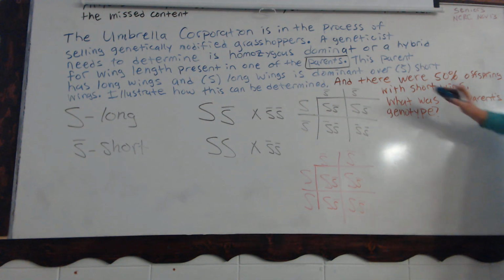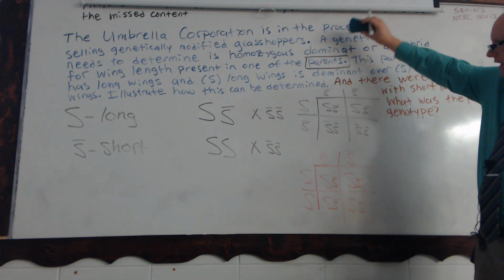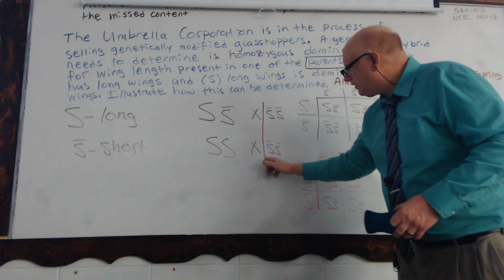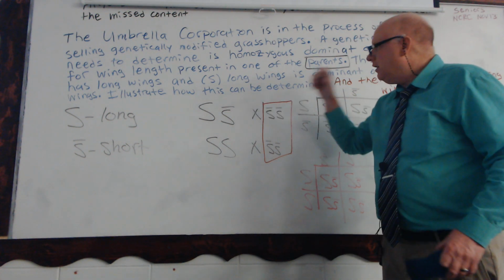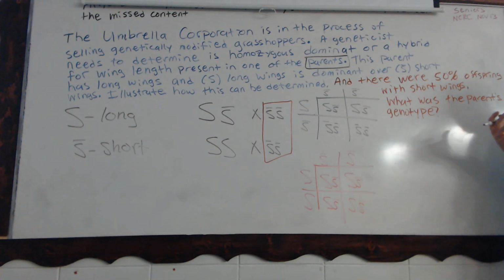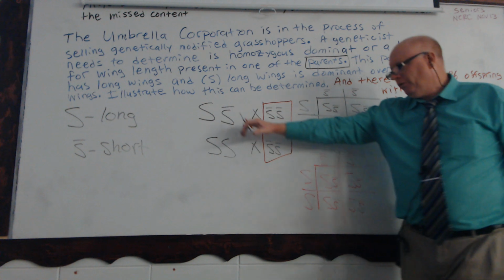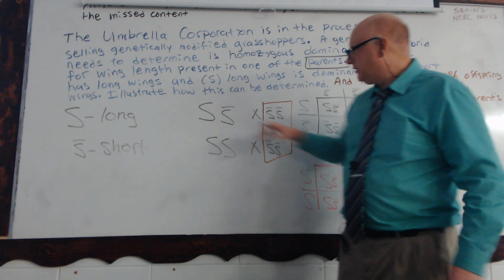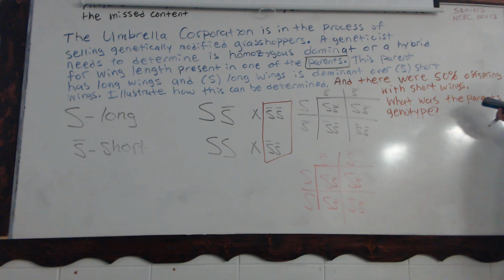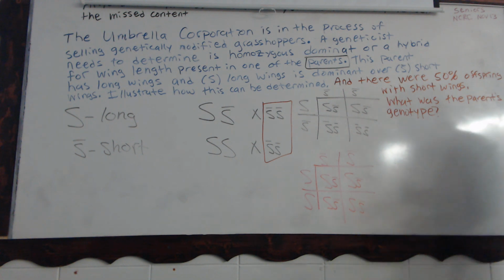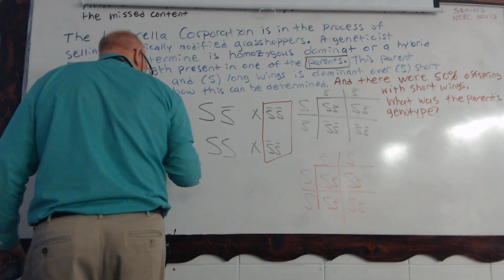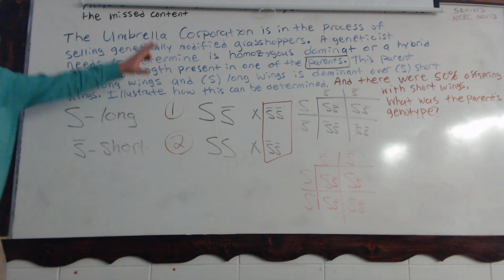So we're going back to this here. What we're trying to test is, what was one of the parents' genotype? Because we already know this one. This is your test cross. Every time you do that, it has to be homozygous recessive, because that's the only one that you can tell, because both of these have long wings. So, there were 50% offspring with short wings. What was the parent's genotype? Was it parent 1 here or parent 2 in this problem?